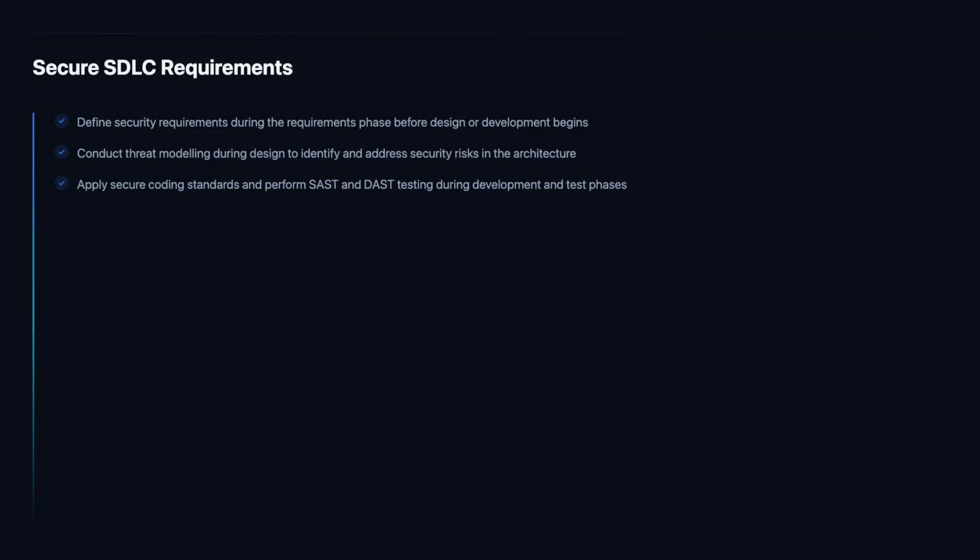DAST, Dynamic Application Security Testing, tests the running application for vulnerabilities by simulating attacker behavior, identifying issues that only manifest at runtime. The deployment phase of the SDLC should include systematic hardening of the runtime environment, removing unnecessary services and accounts, applying security configuration baselines, and ensuring that the application runs with the minimum privileges required for its function.